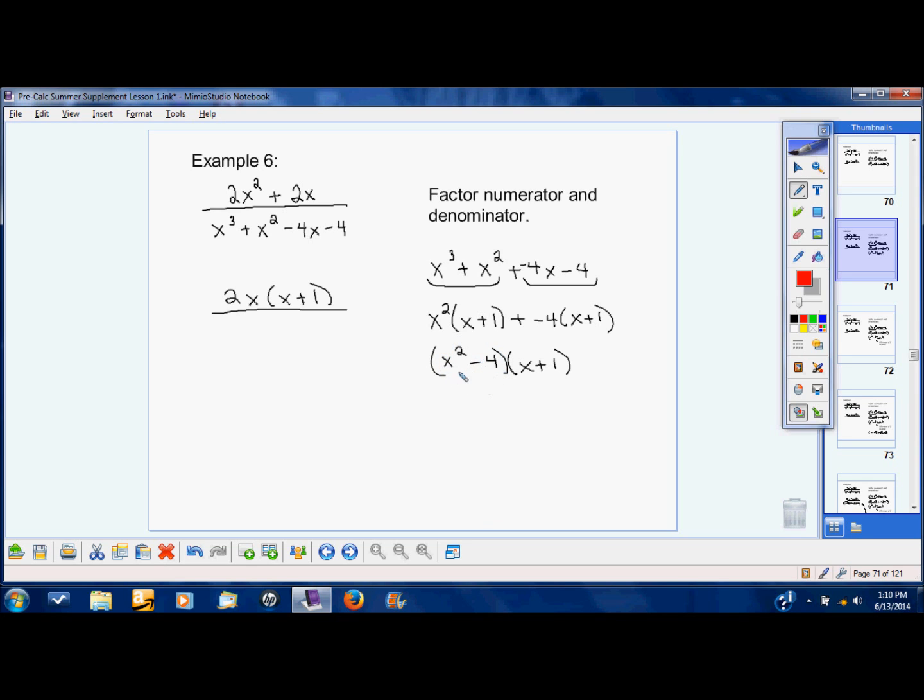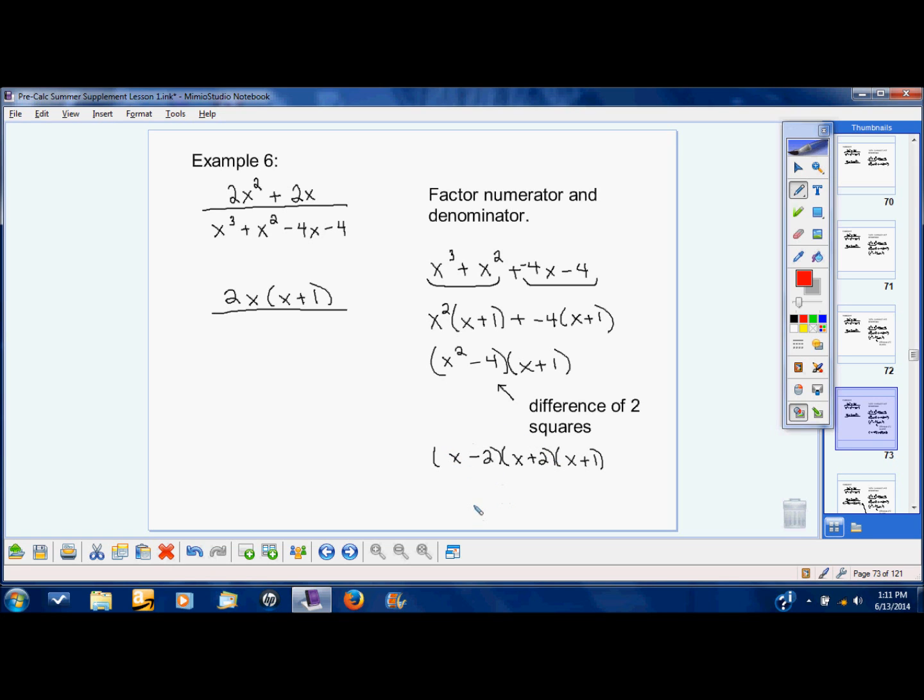You need to remember to check for things like difference of two squares. X squared is a perfect square. This is also a perfect square. 2 squared is 4. So this is a difference of 2 squares. And if you remember, there's a special format for that. It means that this is really x minus 2 times x plus 2. X squared minus 4 is really this in its factored form.